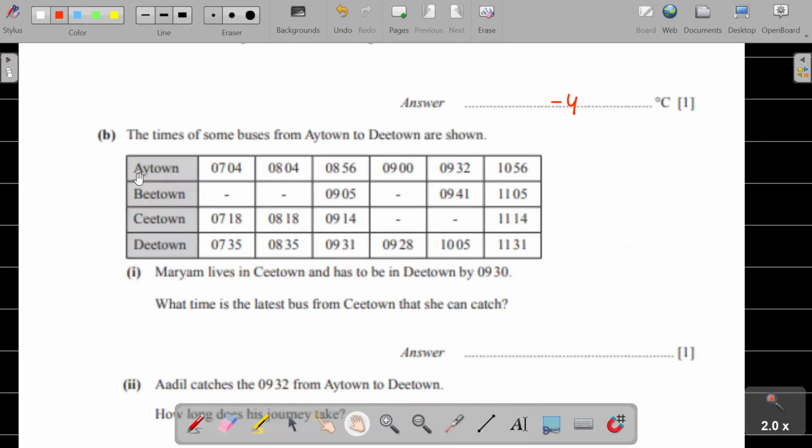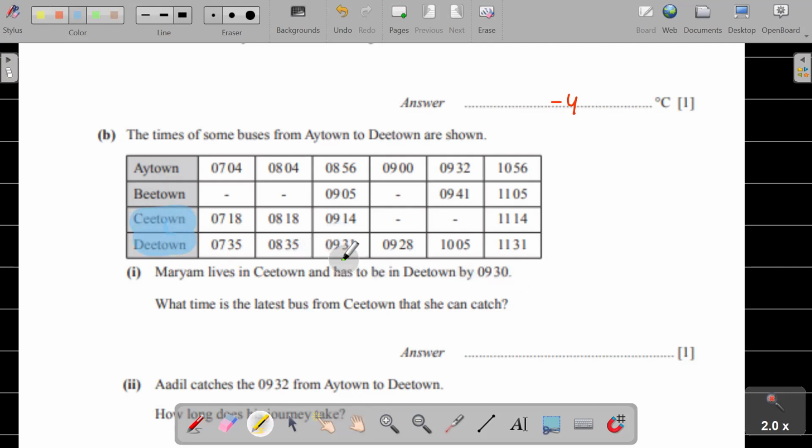Okay, now it says that times of some buses from any town to D town are shown. Mariam lives in C town and has to be in D town by 9:30. All right. What is the latest bus from C town she can catch? She has to move from C town to D town, and she should not be later than 9:30. She can reach before 9:30.